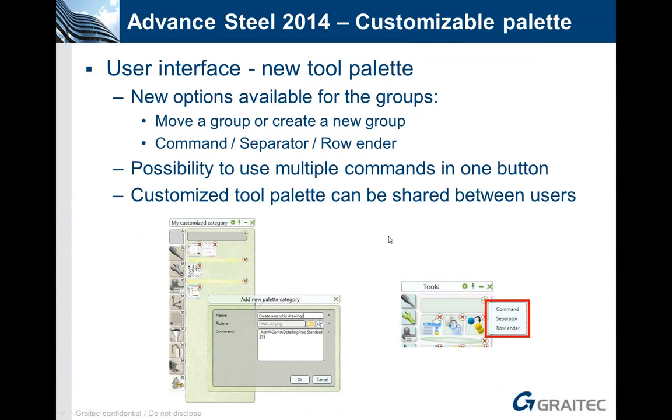Concerning the tool palette, you have this possibility for the icons to remove icons or drag and drop them, but this is the same for the group also. You can create a new group here, you can give it a name, you can assign it a specific picture, like you see here an example, and behind each icon you can call a specific command. What is nice is that you can use multiple commands behind one button. You have also different tools to create some separator or row ender by pressing the plus button, which is here.